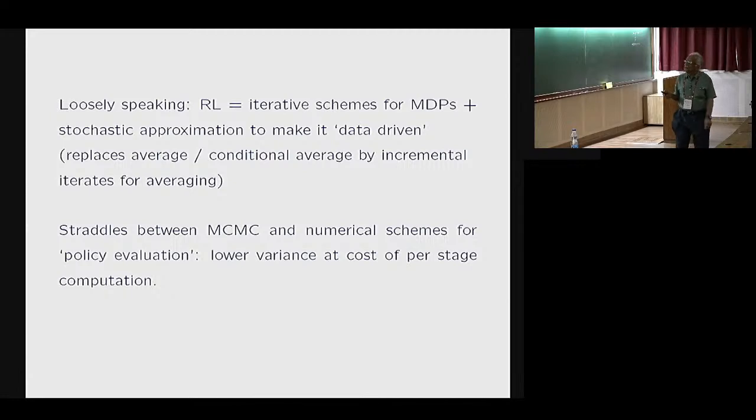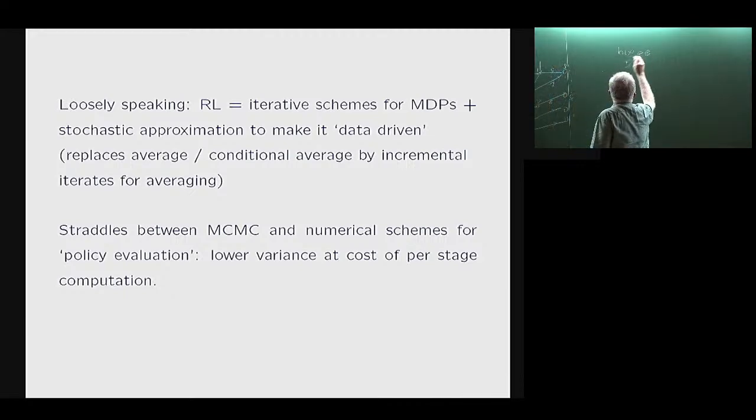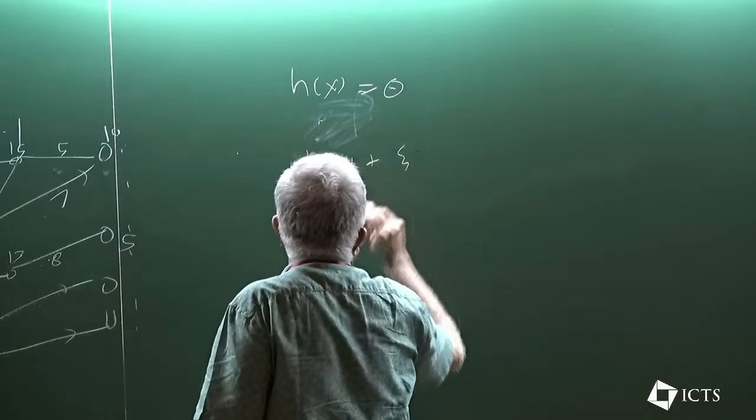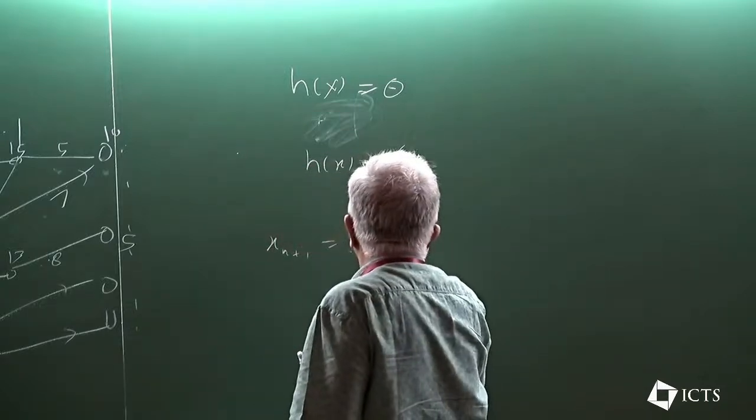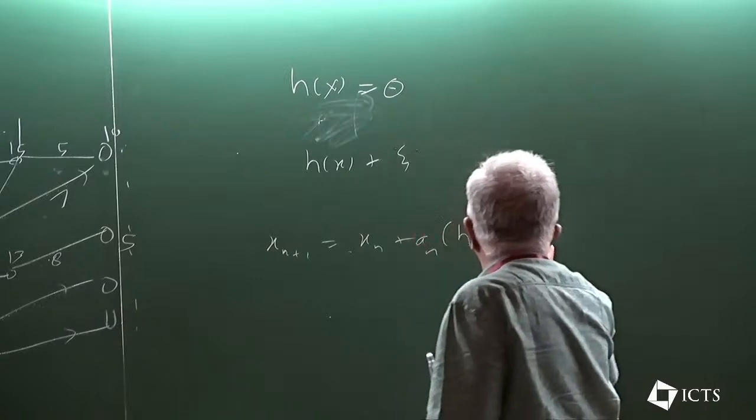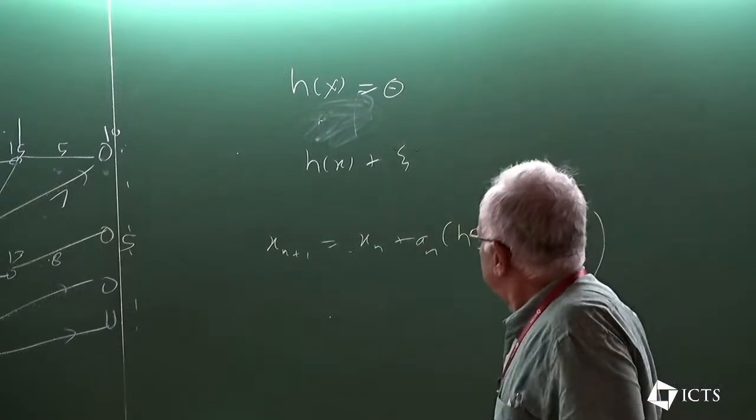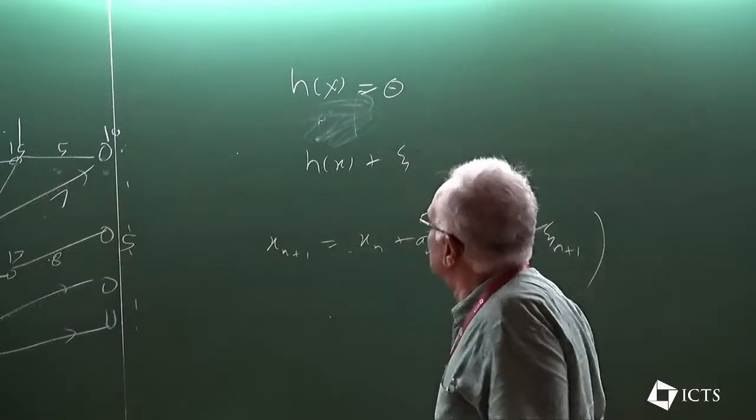So broadly, mathematically speaking, you can think of it as some iterative scheme for MDPs, and take some stochastic approximation version of it to make it data driven. So you replace averages or conditional averages by incremental iterates for averaging. I already talked about stochastic approximation in a previous lecture, so let me just recall. The Robbins-Monro scheme is for finding the zeros of the expected value of h(x). You want to solve this, and what you have is h(x) plus noise. So the scheme is x_{n+1} = x_n + a_n (h(x_n) + noise). So this is a noisy measurement. What this does is basically average out the noise, and the same thing you try to do here.